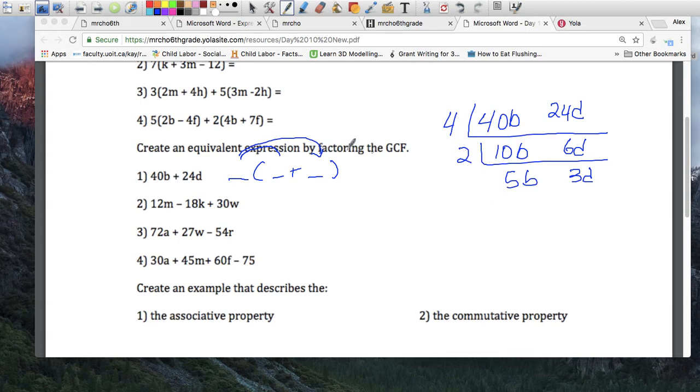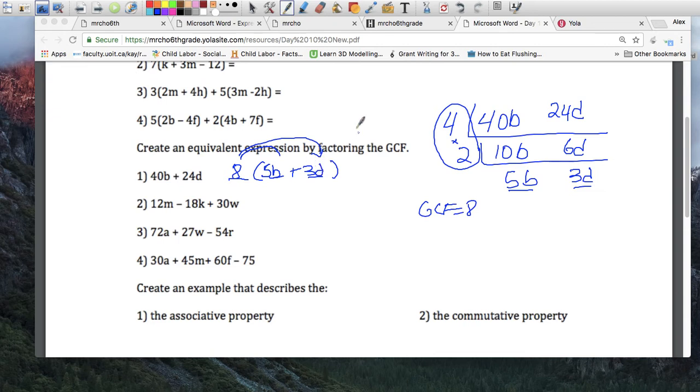So GCF here, we're factoring the GCF here. You're taking the biggest number. And the GCF is the product of these two numbers, so it's 8. So GCF is 8. I'm going to put the 8 outside, and inside you're going to have these two terms, and I'll tell you how that works in a second. That's going to be 5b and 3d.